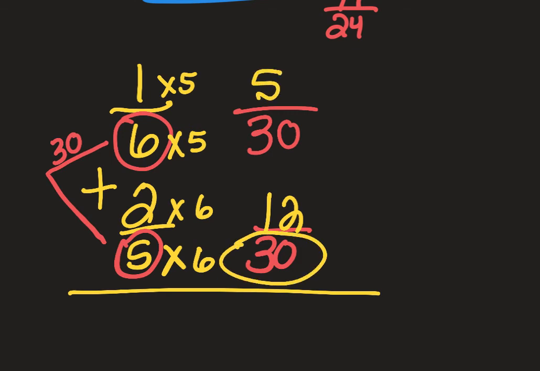I now realize that my denominators are the same, so all I have left to do is add. I keep my denominator of 30. I add 5 plus 12 is 17, so my answer is 17 over 30. I did not plan for the numerator in all 3 of those answers to be 17. It just worked out that way. Let's do one more.